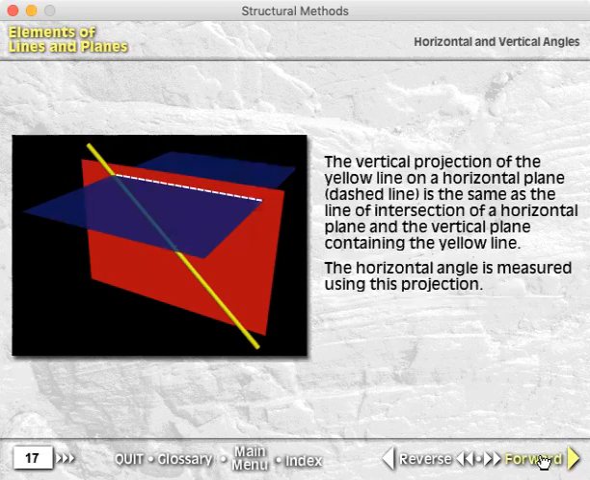The vertical projection of the yellow line on a horizontal plane, the dashed line, is the same as the line of intersection of a horizontal plane and the vertical plane containing the yellow line.